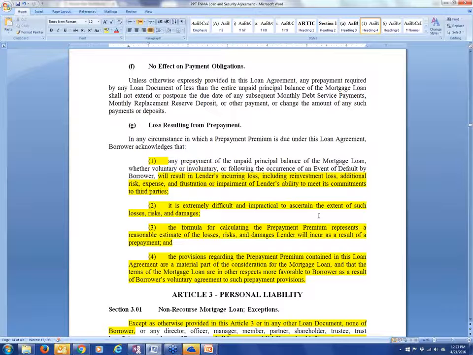It's a consideration, meaning that the reason why we're making this a non-recourse loan is because you are agreeing not to prepay it sooner. Okay? So you see, that's the connection. We'll give you this, but you have to give us that. And there's the consideration right there for it.